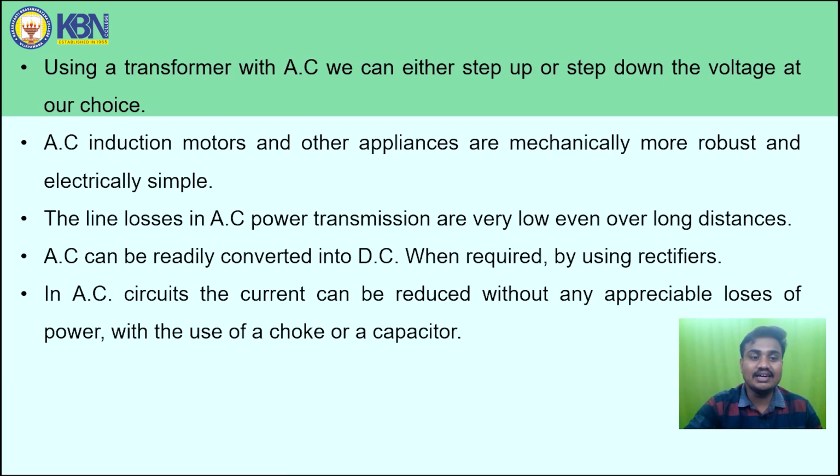Alternating current can be readily converted into direct current when required. By using rectifiers, we can convert an alternating current into direct current. In alternating current circuits, the current can be reduced without any appreciable loss of power with the use of a choke or a capacitor. By using a choke or a capacitor, alternating current can be transferred without appreciable losses.